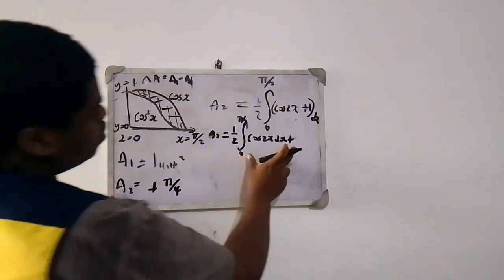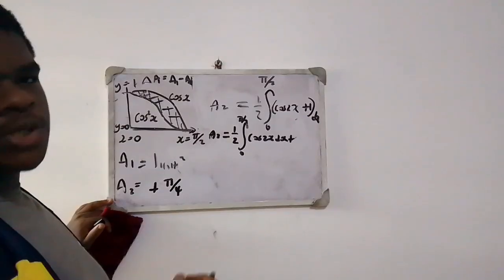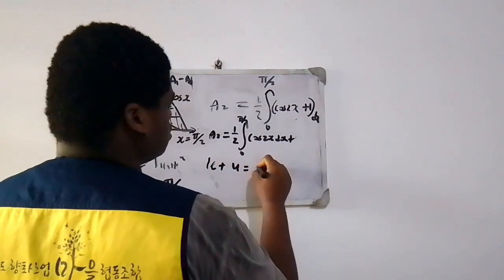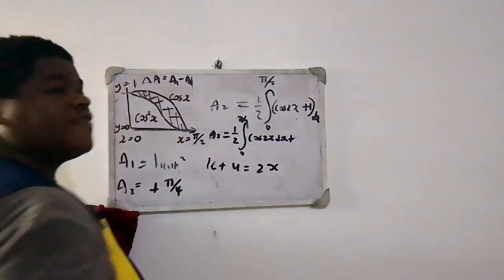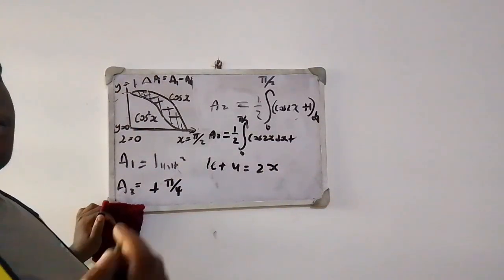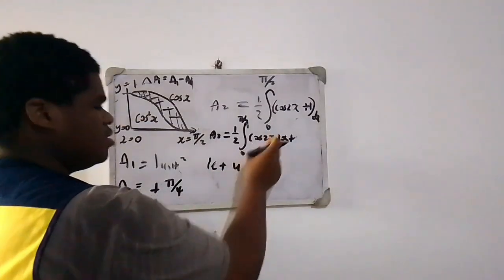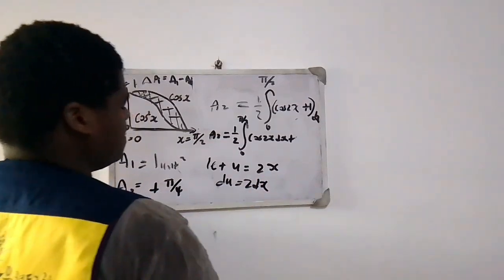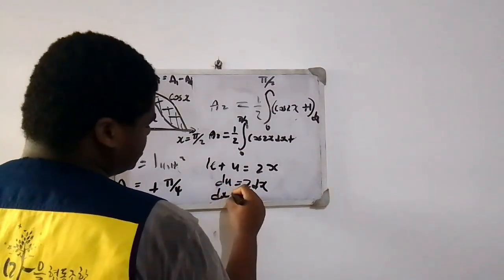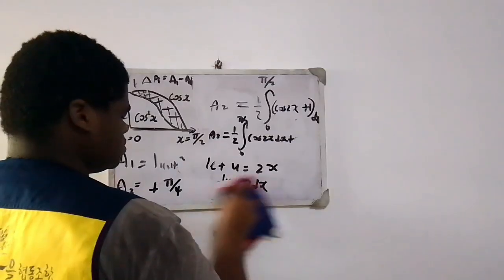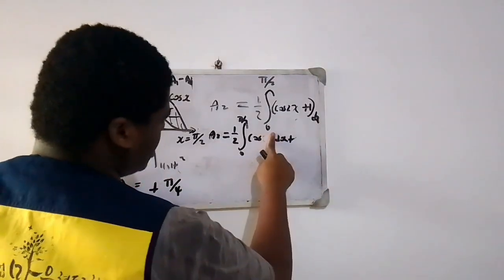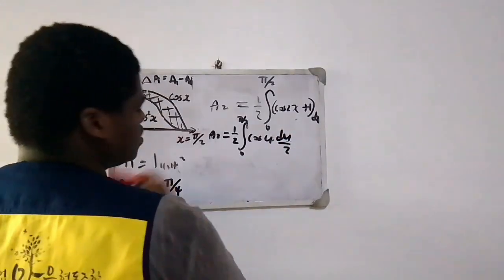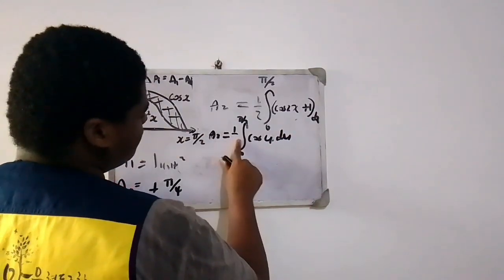So here we have cos 2x, but we don't really know how to integrate cos 2x. So what we're going to do here is use substitution. Let u equal 2x, because we know how to find the integral of cos u, but we don't know how to find the integral of cos 2x. Now we know that the derivative of u is equal to 2 times the derivative of x. What this means is that dx is equal to du over 2. If we put that in here, remember that 2x is equal to u, and dx is equal to du over 2. This divided by 2 can go to the front, and we have 1 over 4.